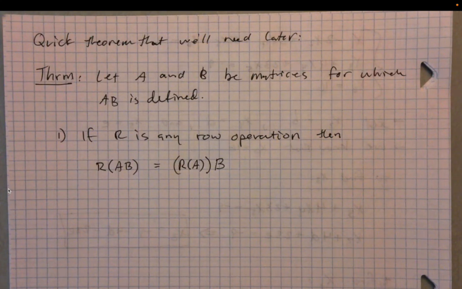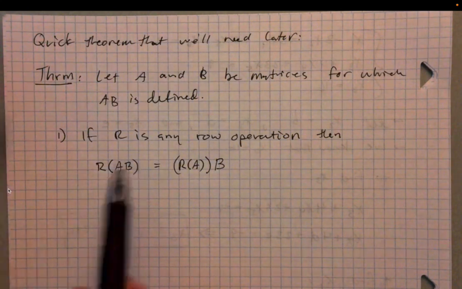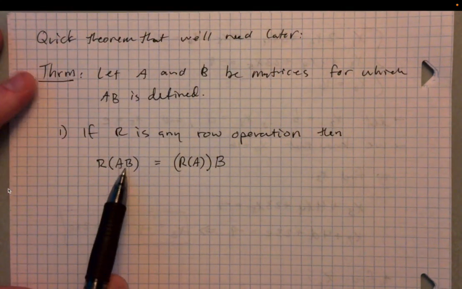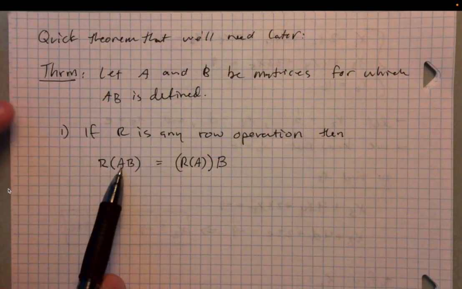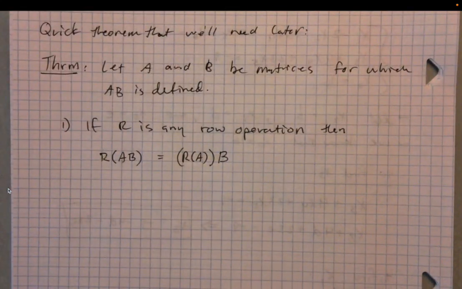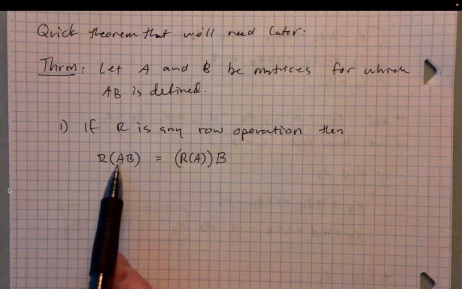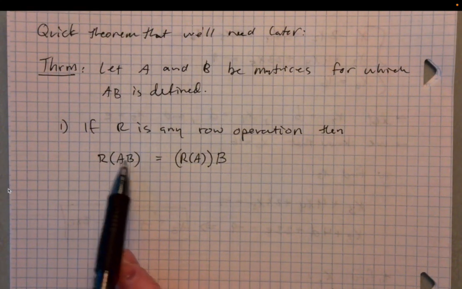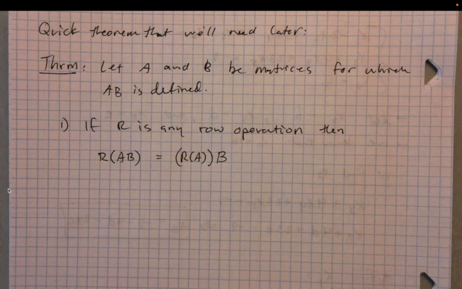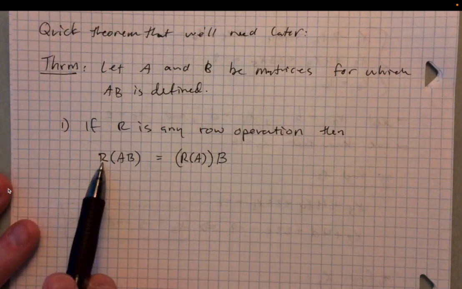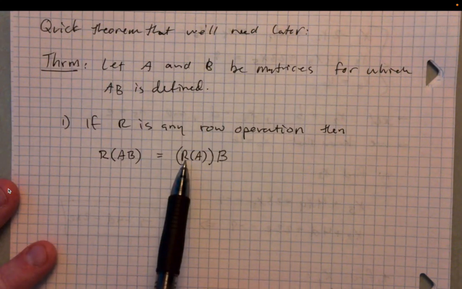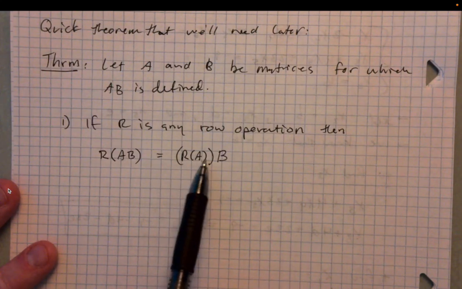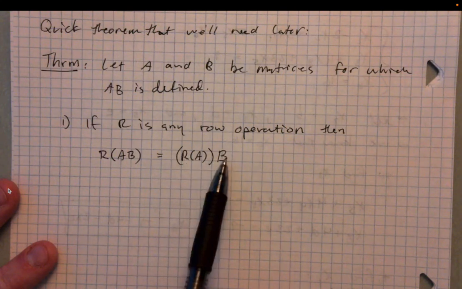Okay, so this is a little strange, right? If I have two matrices A and B and I multiply them together to get a new matrix AB and I do a row operation on that matrix, I'm going to get some other matrix. So maybe I take the first row times a scalar, add it to the third row, whatever. There's three row operations. Doing the row operation to the product AB is the same as doing the row operation to the matrix A and then multiplying that new matrix by B.